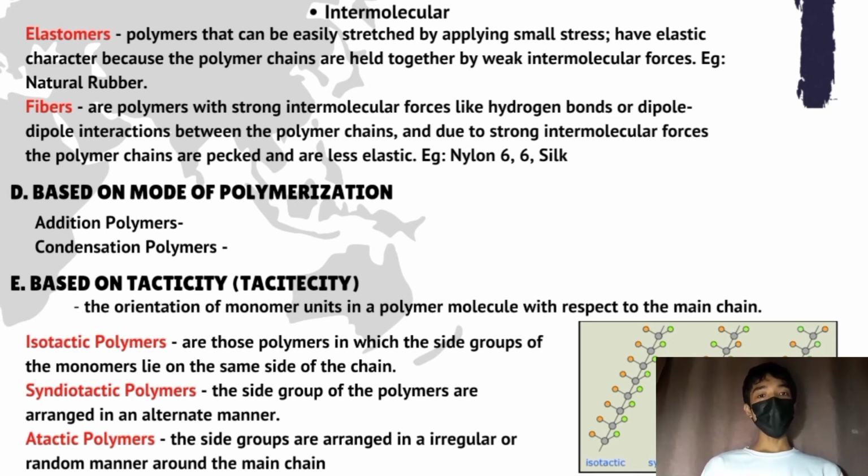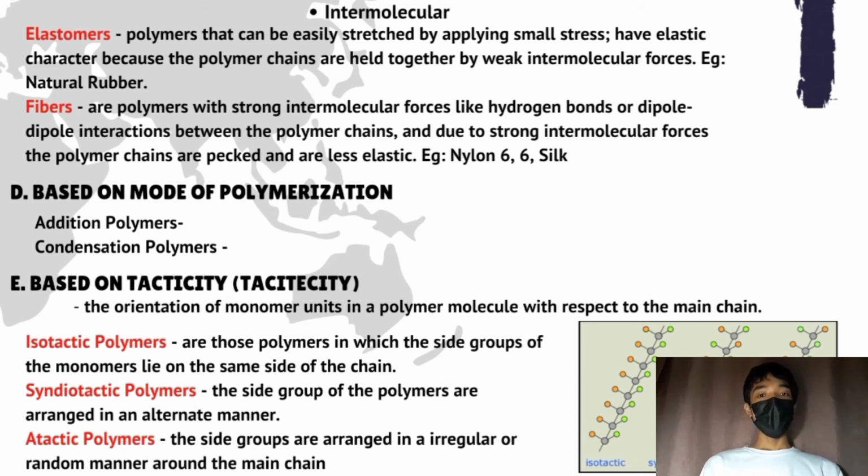Next is based on mode of polymerization. There are two. The addition polymer is formed when double bonds are broken in individual molecules, and these rebond to other molecules so that long chains are formed. Example is yung polythene. Then the condensation polymer is formed when molecules are joined together with elimination of some other compound, usually water. Ang example nito are nylon and polyester.